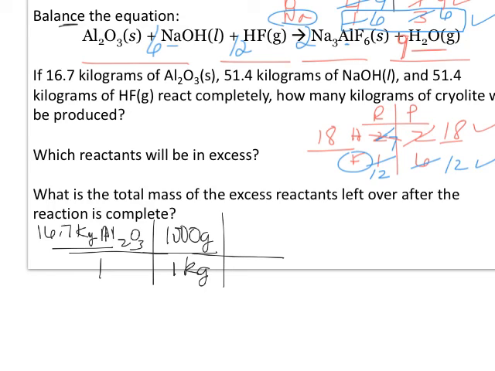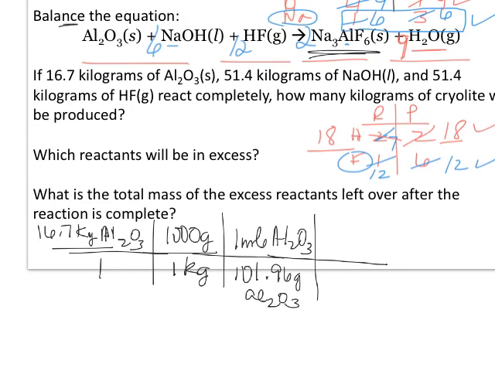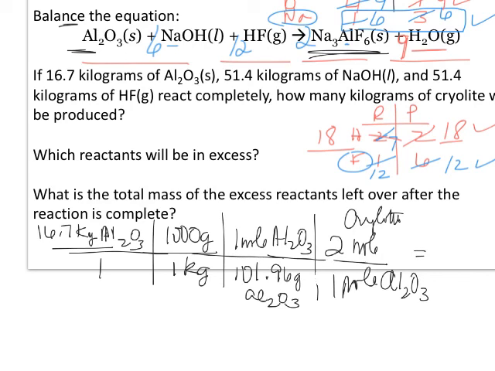And what's the molar mass of aluminum oxide? It would be 101.96 grams of aluminum oxide for 1 mole of aluminum oxide. We want the product, right, which is the cryolite. So then look at your balanced equation. 1 mole of aluminum oxide, because there's no number in front of it, equals 2 moles of, we'll just write cryolite. Okay, so when you put that in your calculator, you should get 327.6 mole. We'll just call that product.